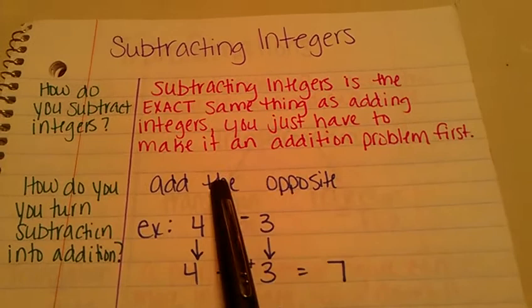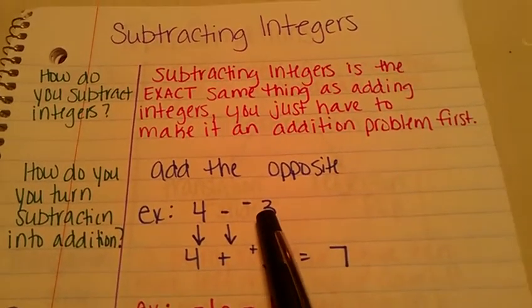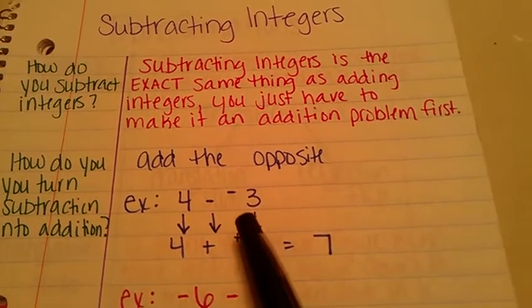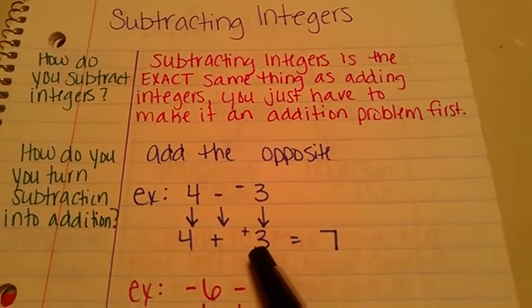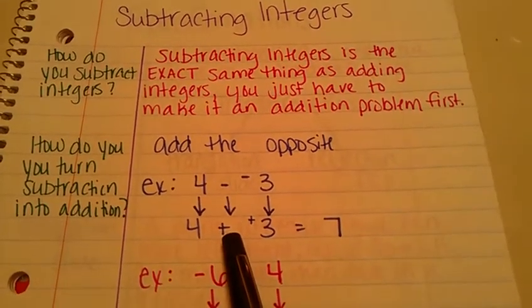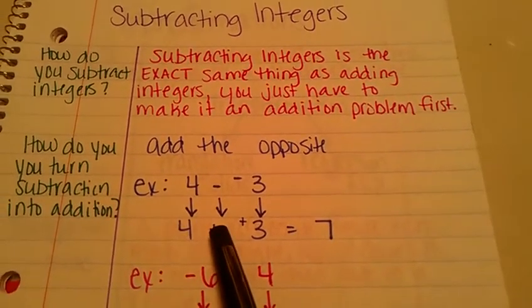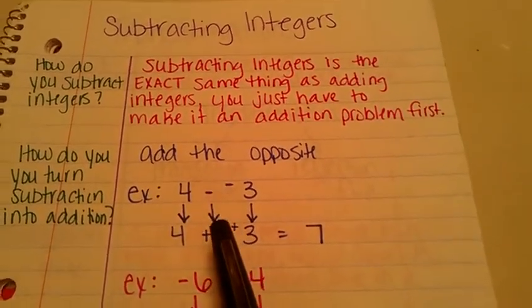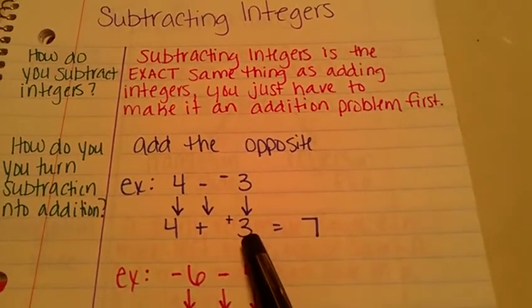But then it says the opposite. Whatever this number is, make it its opposite. So it's -3, change it to a +3. If it were a positive number, you would change it into a negative number. So we're going to change the subtraction to addition because we like addition problems. Addition problems are easier. So change the subtraction to addition and then make that second number its opposite.